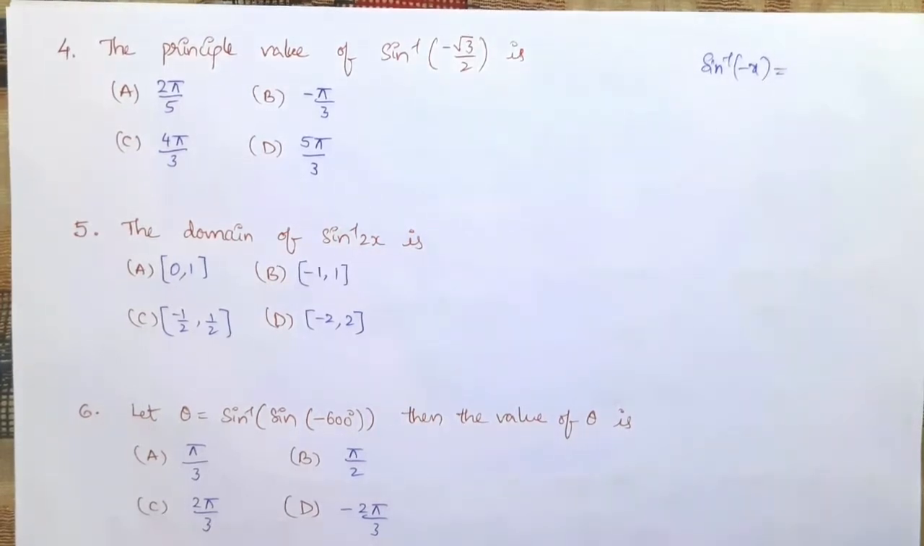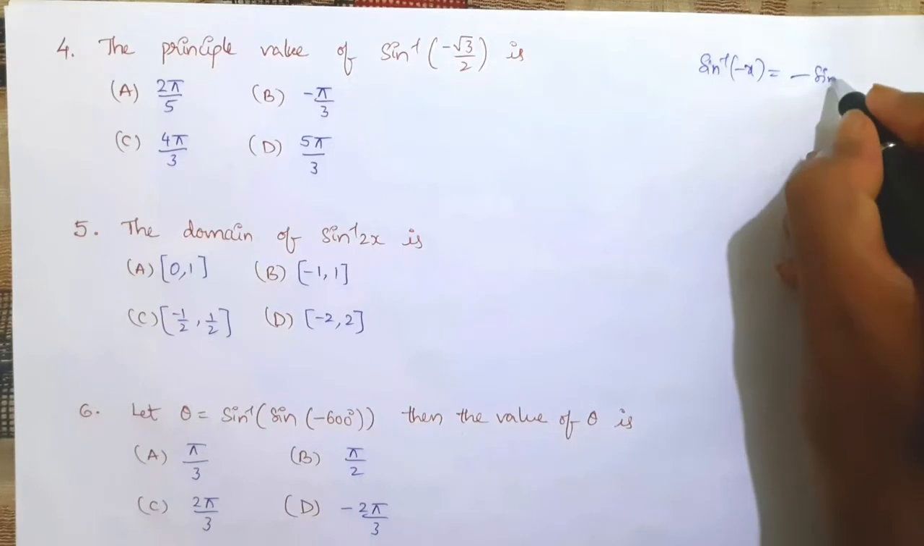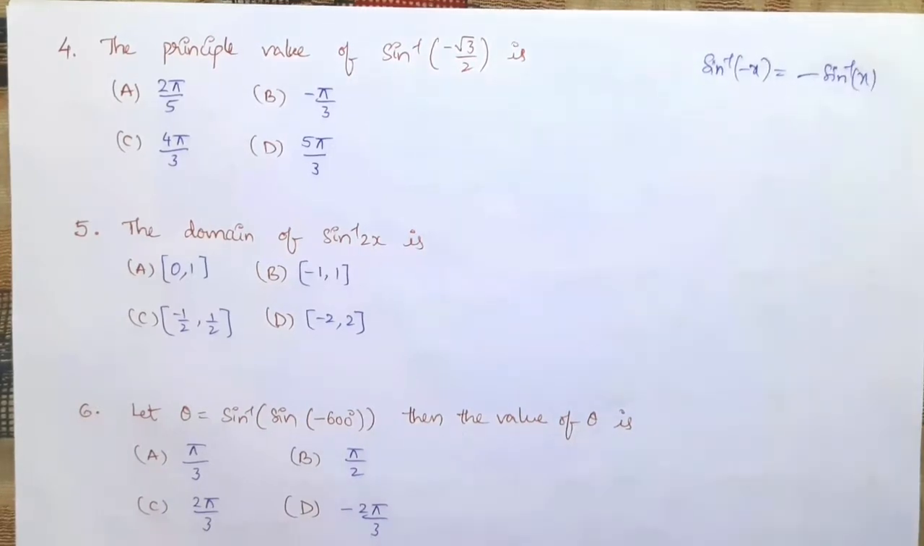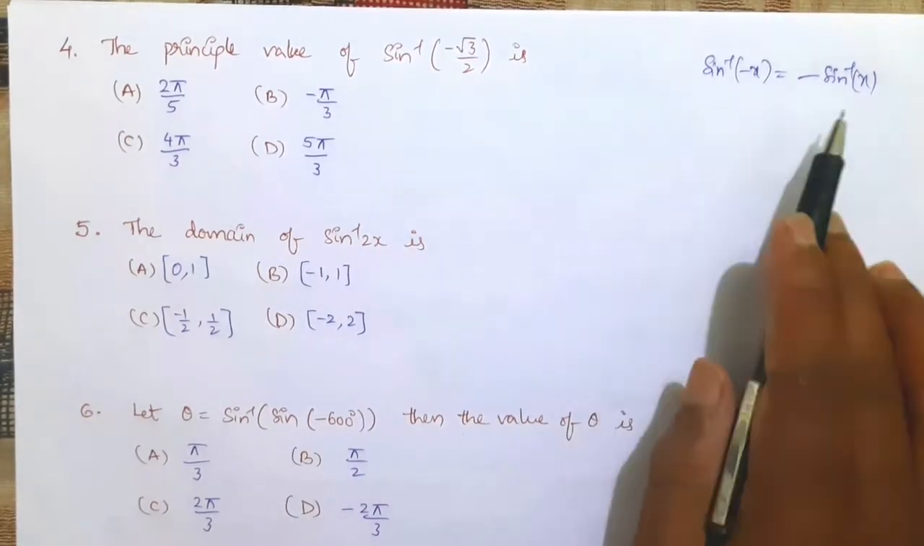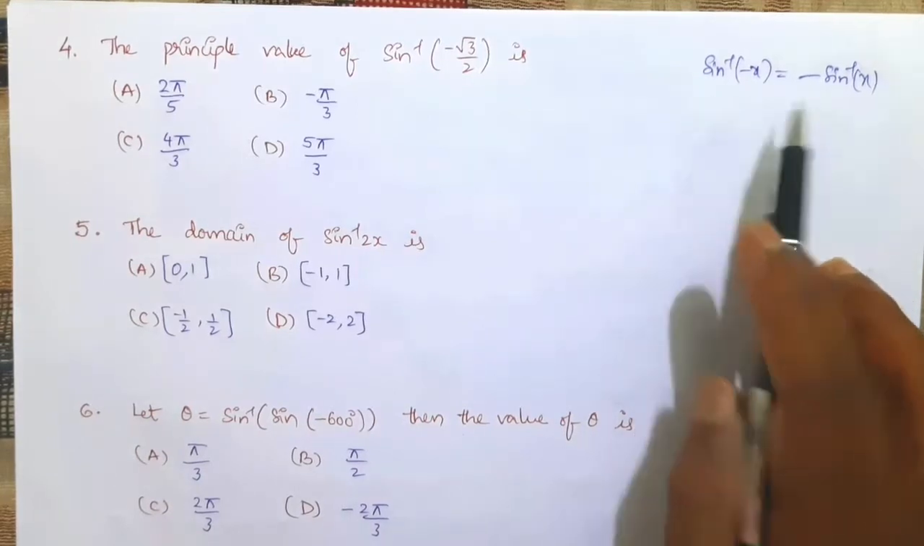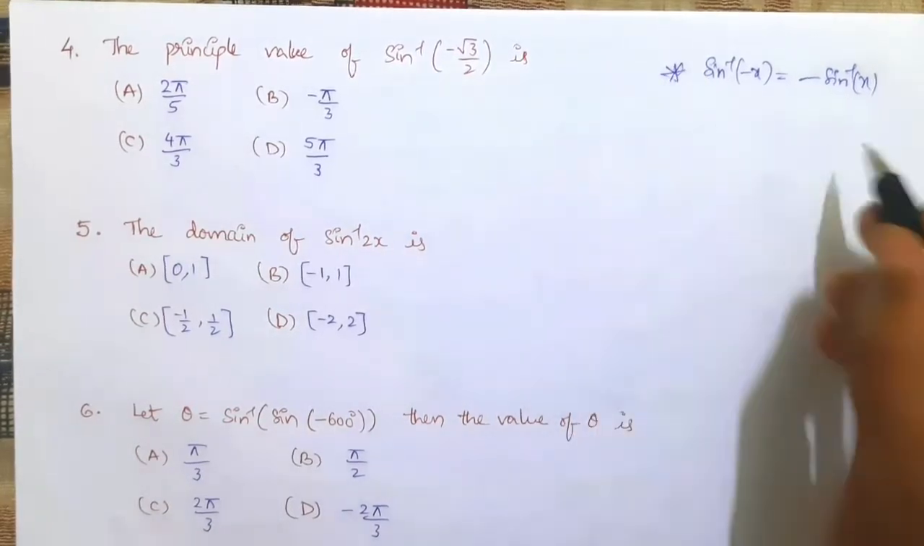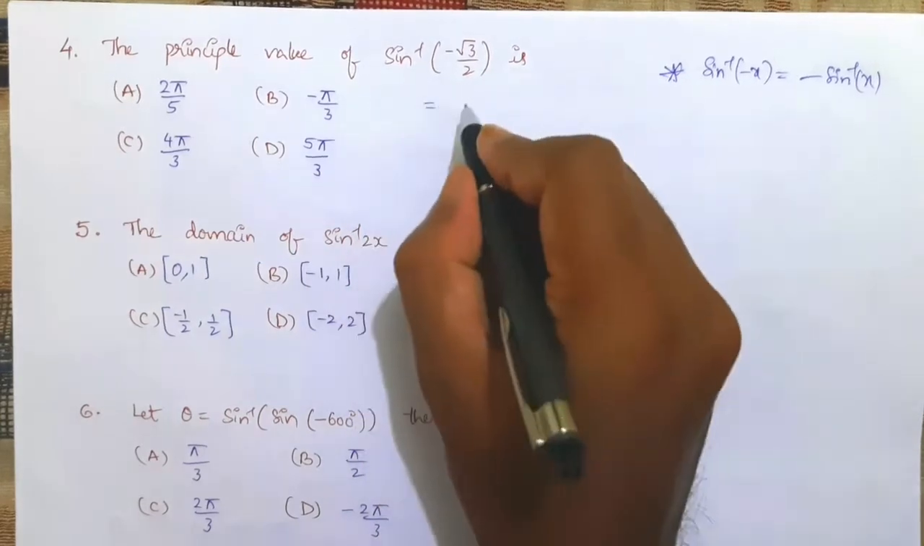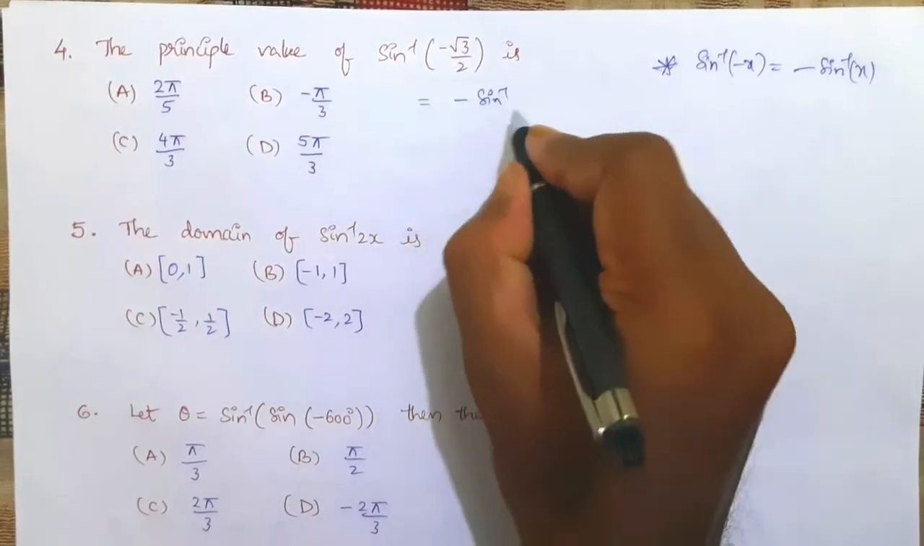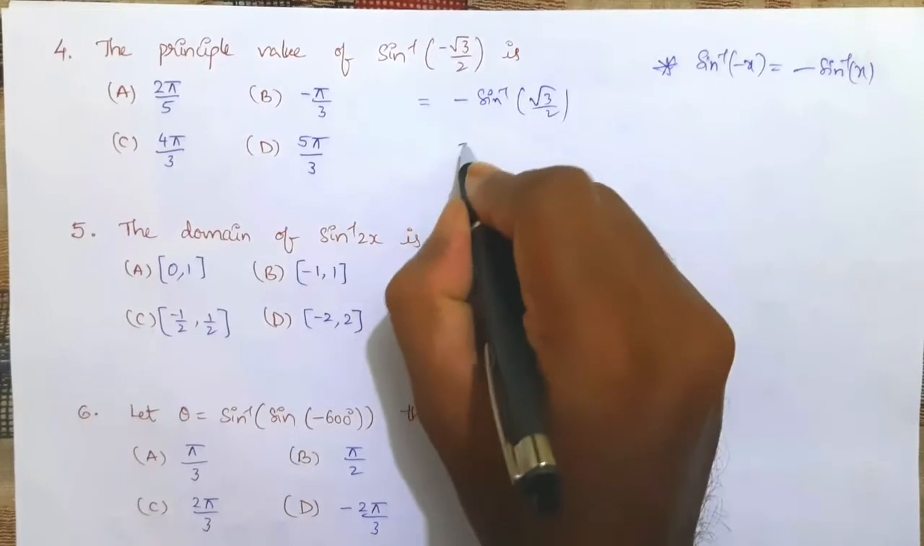Okay, those you need to remember, that is minus sin inverse x. Cos inverse of minus x becomes pi minus cos inverse x, but sin inverse of minus x will be minus sin inverse x. So we can write this as minus sin inverse of root 3 by 2.